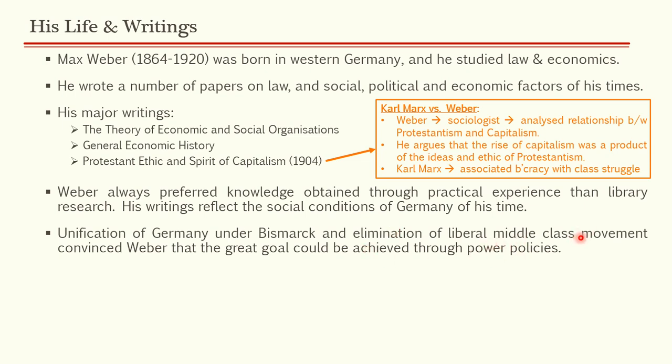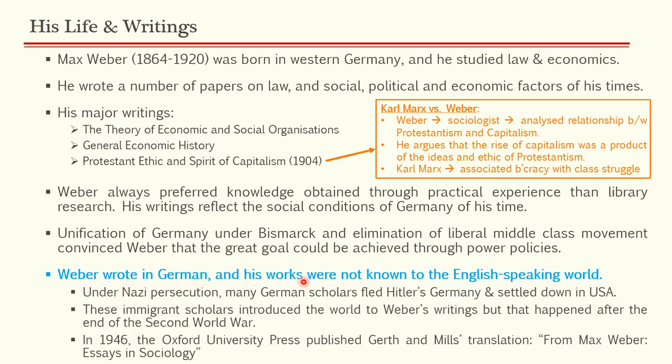Because of the unification of Germany under Bismarck, there was an elimination of the liberal middle class movement. This unification of Germany and the elimination of the liberalists convinced Weber that the great goal could be achieved only through power policies. If you have power, only then can you achieve your great goal. Otherwise, there is no possibility that your great goal could be achieved.